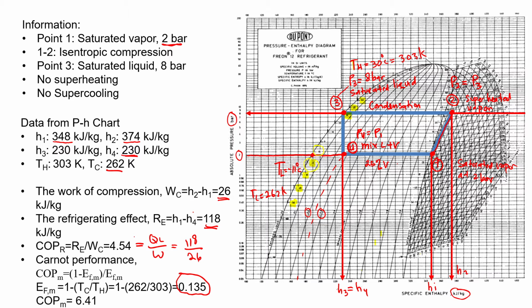To get 6.41. So what does this mean? The real coefficient of performance of refrigeration is 4.5. For the maximum, if we have the ideal engine in this refrigeration, it will give us a coefficient of performance equal to 6.41. Okay, so let's move on to the next example.